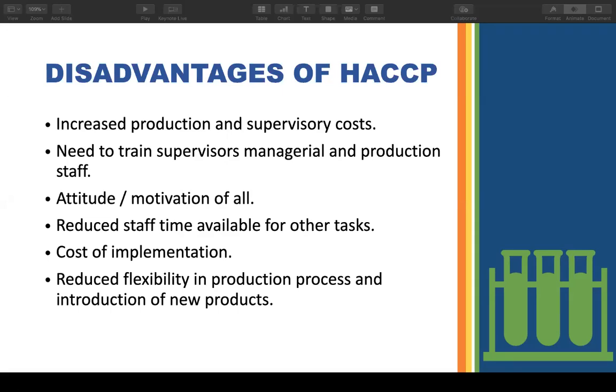And the cost of implementation is also pretty high because it has more staff and manpower, and the machines and everything cost a lot, and the chemicals used for cleaning and sanitizing also cost. Reduced flexibility in production process and introduction of new products.